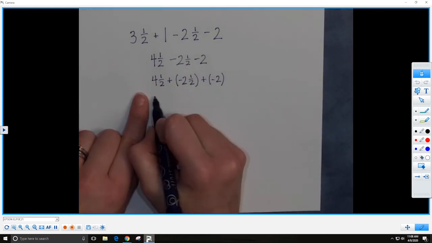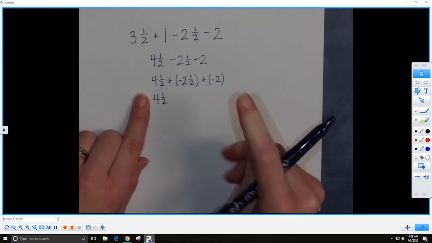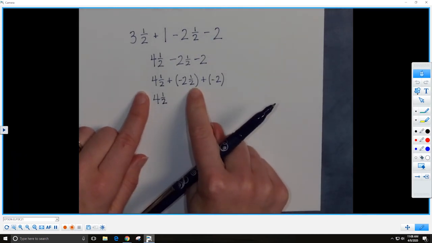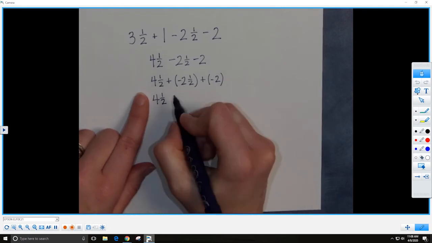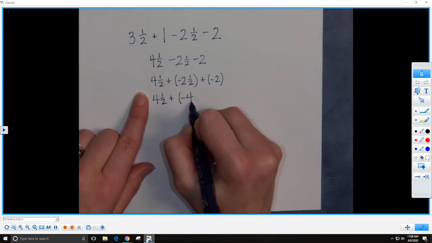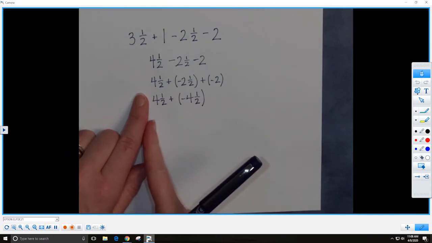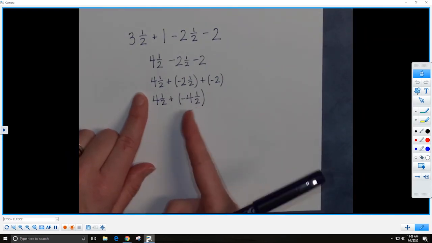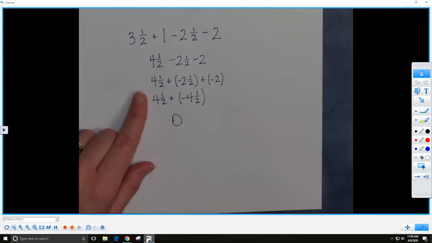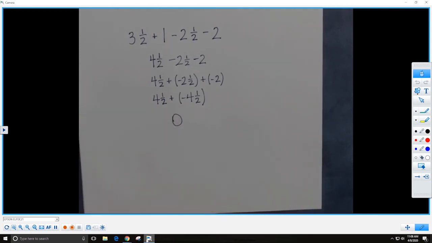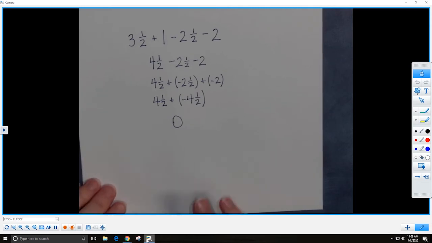Well, I can keep my 4 1/2 here, and remember that I can add negative 2 1/2 plus negative 2 to equal negative 4 1/2. When I add 4 1/2 plus negative 4 1/2, it equals 0. Don't forget that properties of operations are very helpful when adding and subtracting rational numbers. I'm going to give you 2 problems to try all on your own, and then we will check your work.